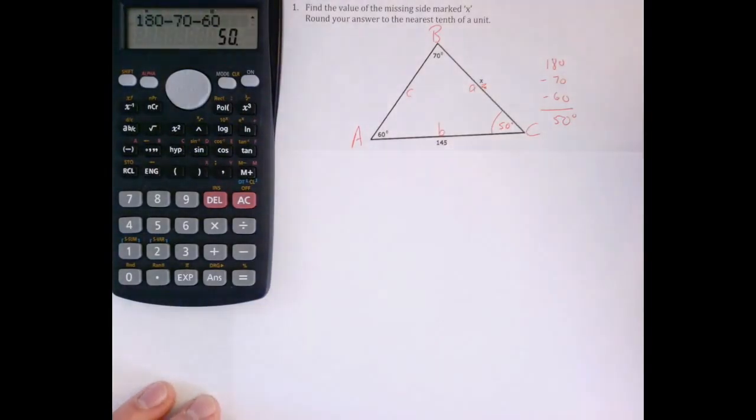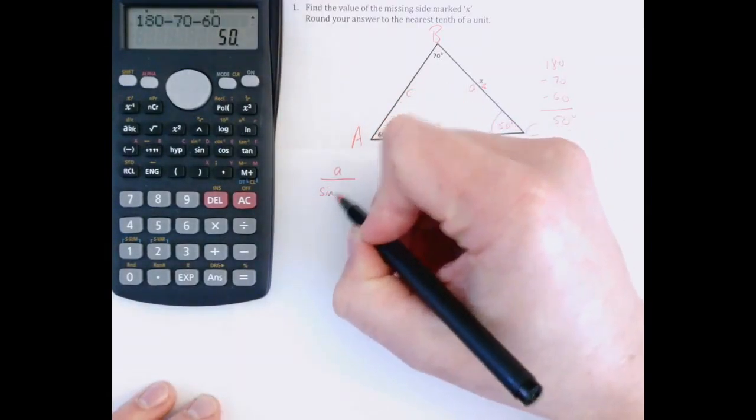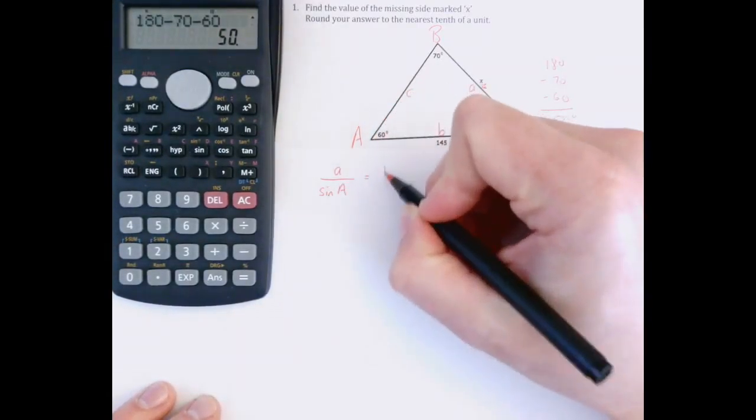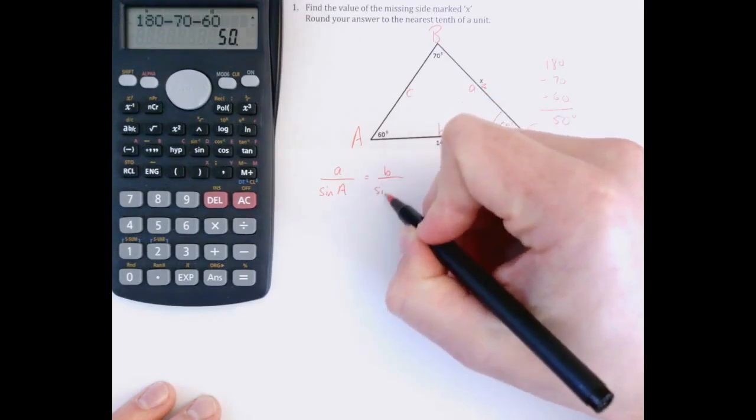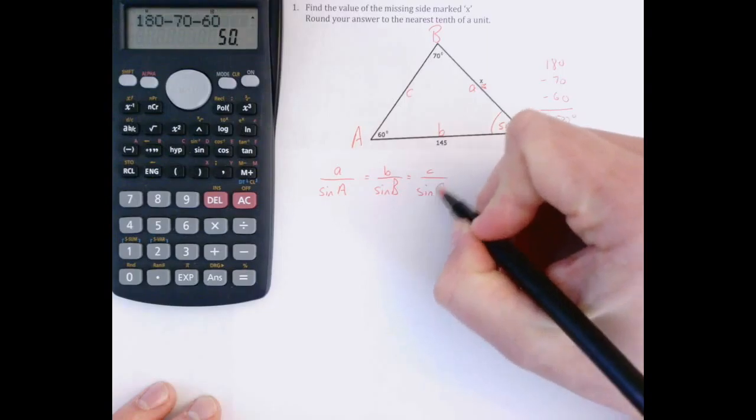The first thing to do when I'm using any formula is to write it out. So the sine law says that a over the sine of angle A is equal to b over the sine of angle B, which is equal to c over the sine of angle C.